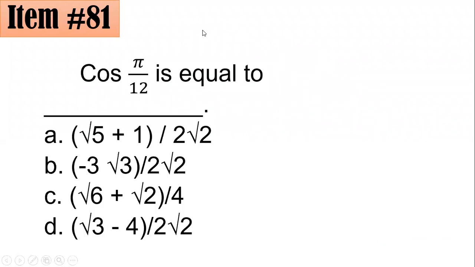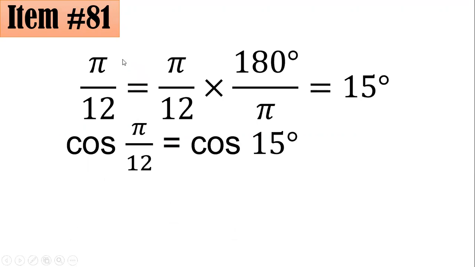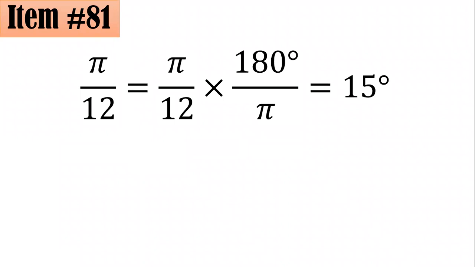Okay, let's proceed to item number 81. Cosine pi over 12, which one is it? Let's see if it's A, B, C, or D. We'll find out. Remember, some of us are more comfortable working with degrees rather than radians. So like me. So in my case, yes.